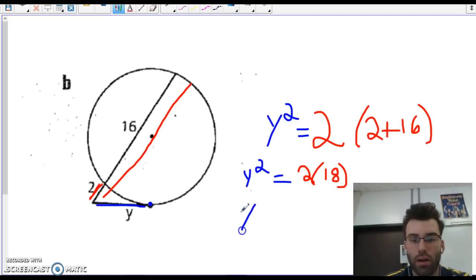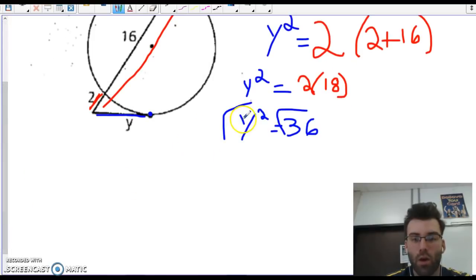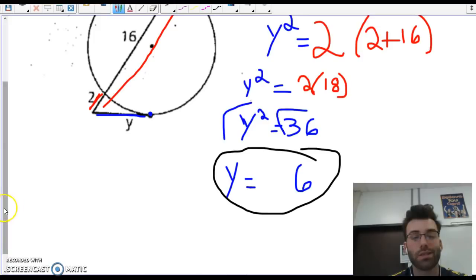Or y squared equals 36. Square root, wow, so y equals 6. Now, technically, remember, when you take the square root of a variable or of any number, it's plus or minus, right? But y is a segment, so you throw out the negative. In this case, sometimes it'll work. So y is just 6.